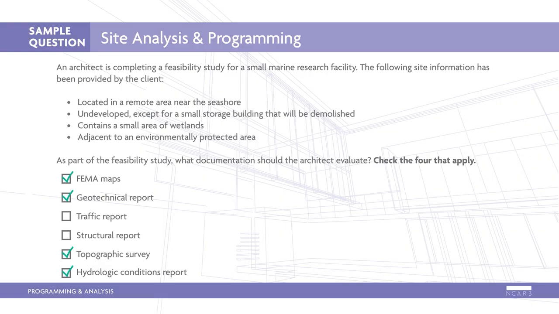According to the Site Planning and Design Handbook, evaluating FEMA maps, geotechnical reports, topographic surveys, and hydraulic conditions reports are critical in understanding the site's potential for coastal flooding, the makeup and stability of the soils, the potential earthwork requirements, and how the presence of water in wetlands may impact development. Since this is an undeveloped and remote site, a traffic report and structural report would not be necessary for the feasibility study. This is an AE level item, requiring you to analyze the site information provided and determine what documentation should be evaluated to assess the feasibility of the project.